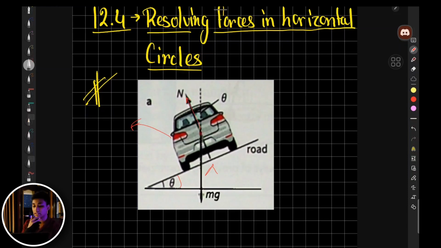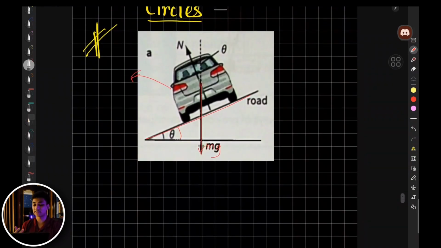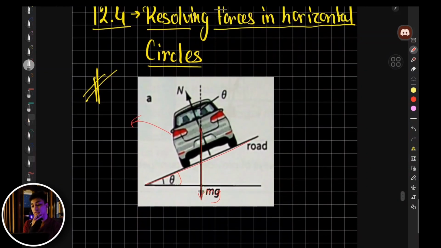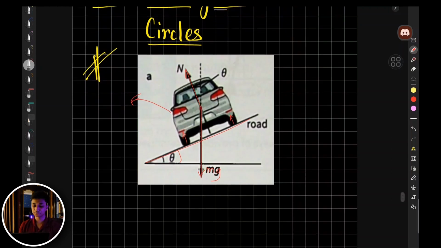So first of all, if this car is placed on this banked surface, what are the forces acting on it? First of all, there is a downwards force, which is its weight, mg, directly downwards. Now, the other force acting is at an angle upwards on the car, which is the normal reaction force.